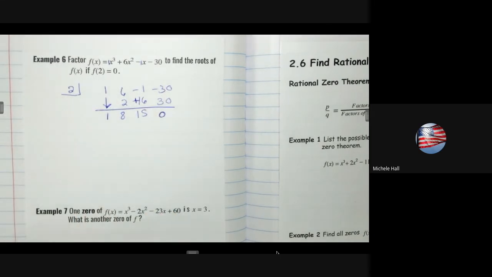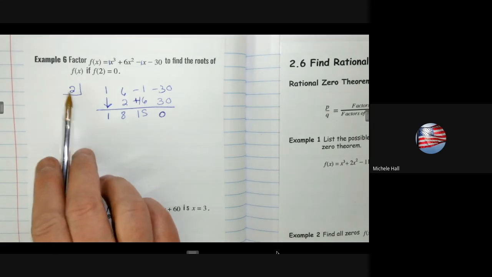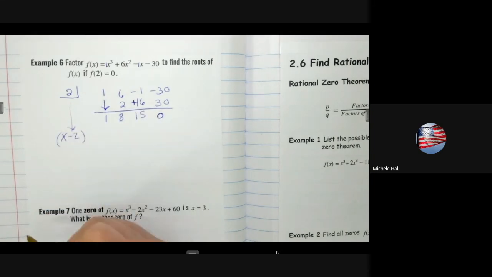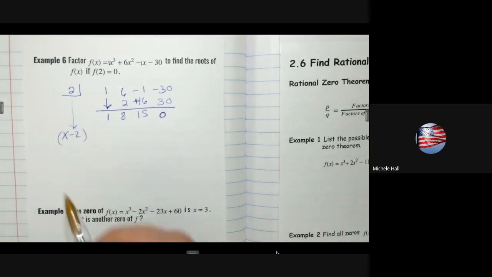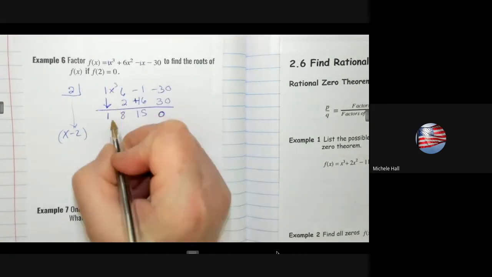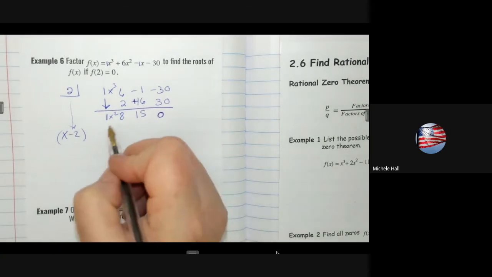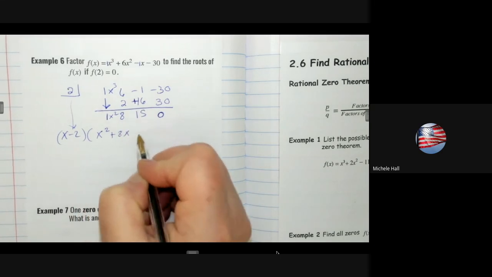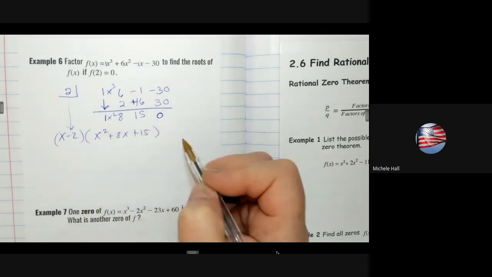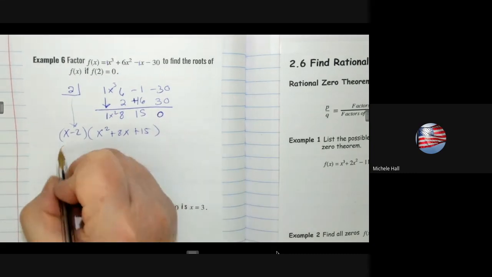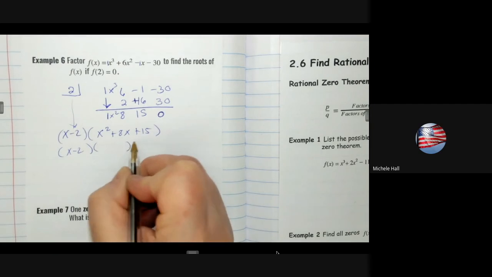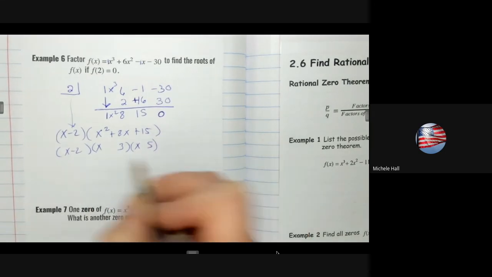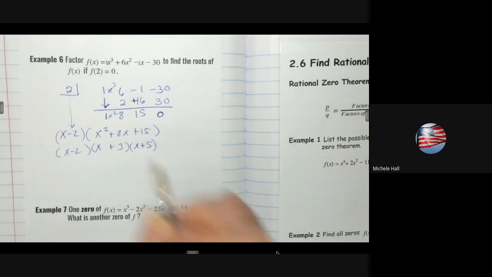Find all the roots. So we already know that 2 is a root. The factor here is x minus 2. Remember, if we solved for this, it would be 2. We started with a degree 3, and now we're down to a degree 2. So I'm going to rewrite my quadratic, x squared plus 8x plus 15. We have a degree 2 that we need to factor. X times x is x squared. 3 times 5 is 15, and positive 3 and positive 5 equal positive 8.